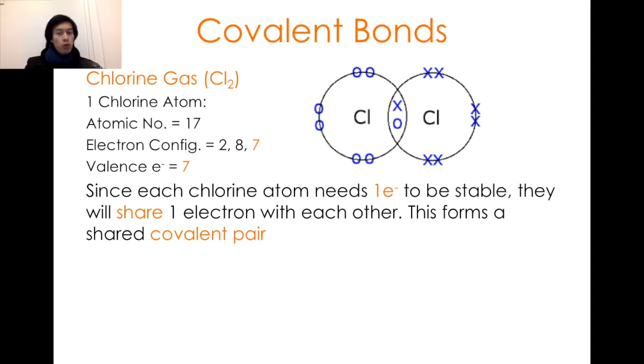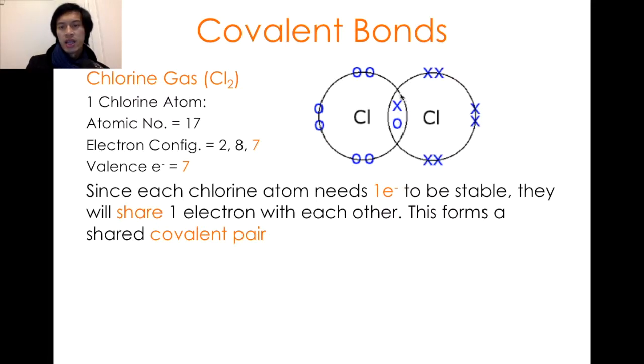If I was to represent it with X's and O's to tell you which one belongs to which, here's chlorine. For the sake of this diagram, I'm only showing the outer shell. I'm ignoring the 2 and the 8 shells, and I'm only looking at the one with 7. This chlorine atom here has its electrons represented with the circles, and this one here is represented with the X. You can see there's 1, 2, 3, 4, 5, 6, 7, and 1, 2, 3, 4, 5, 6, 7.